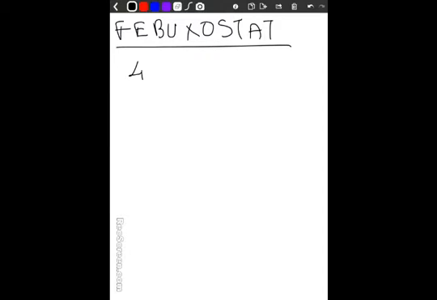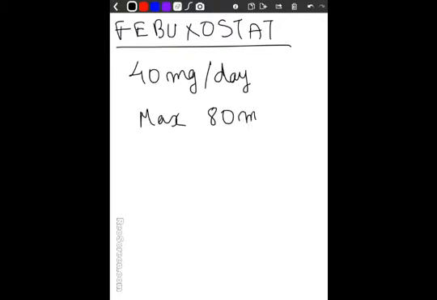Now coming to the next drug, it is febuxostat. The starting dose is 40 milligram per day and the maximum dose is 80 milligram per day. The most important problem of giving febuxostat is that it is very expensive.